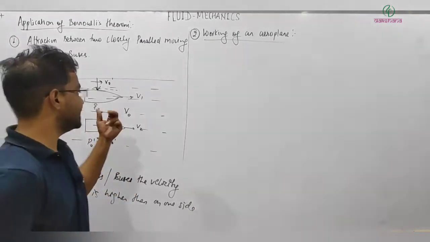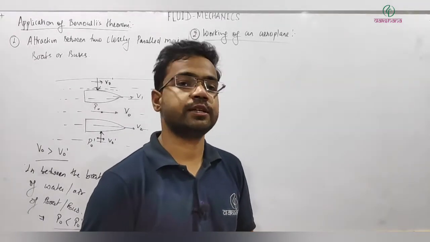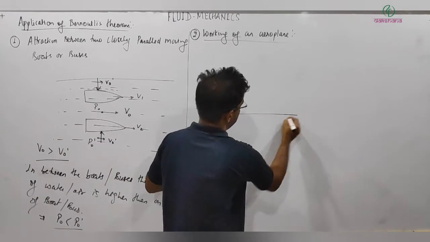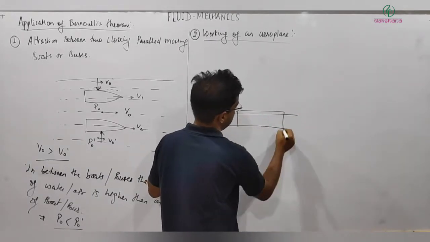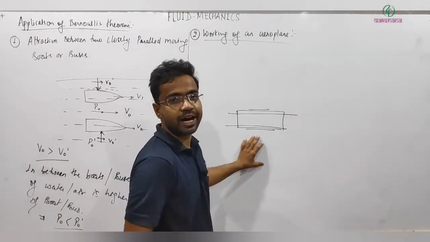This is exactly the same condition. That's why, when a train comes to a platform at high speed, let's say this is a train coming on this track, the air which is in contact with the train will have high velocity.